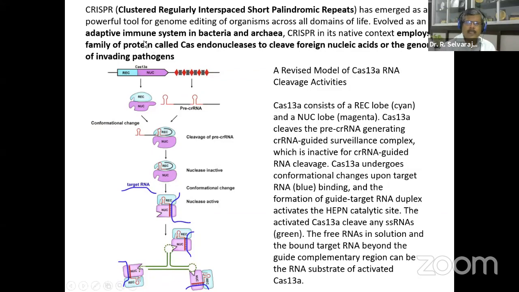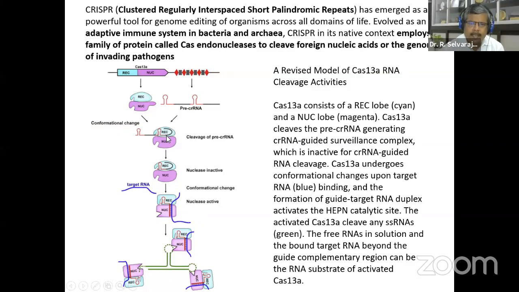CRISPR is basically clustered regularly interspaced short palindromic repeats, and you know it was found in bacteria. It's an adaptive immune system developed in bacteria to control the invading viruses. And you can see these repeated small pieces of viral genome followed by host genome will be there. And here a very interesting thing is it has got a REC, that is recognition lobe, and a nuclease lobe. There are two lobes. Cas13a produces this pre-crRNA, CRISPR RNA.